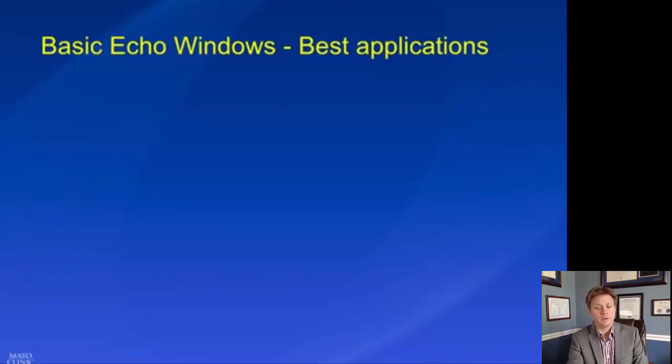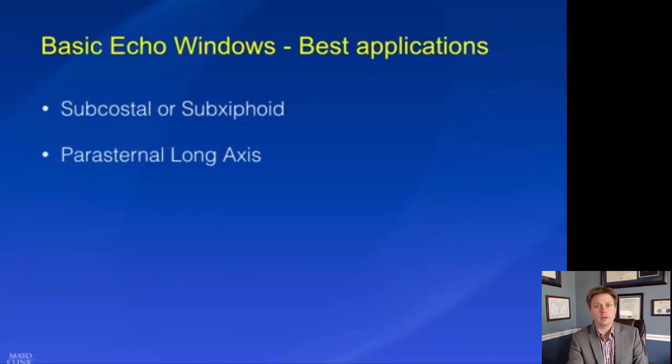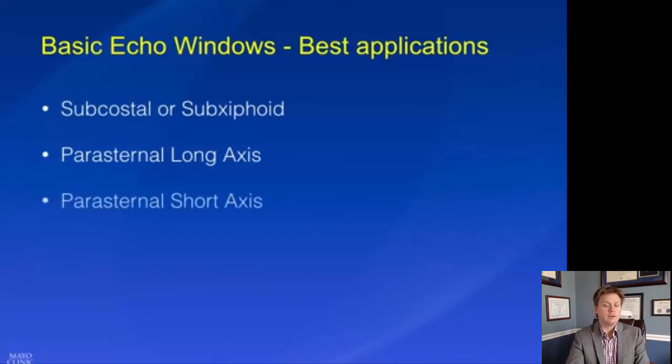All right. Best applications, it really depends on the clinical question you're trying to answer. If I just want to get a very brief estimation for function and presence or absence of effusion, the subcostal or subxiphoid view is usually the easiest. This is the preferred method that we learned in our FAST examination last month. Parasternal long axis, this is also a really great representation both for function and presence or absence of fluid.